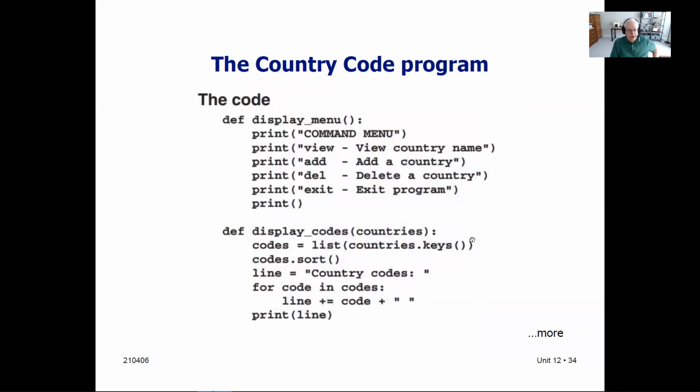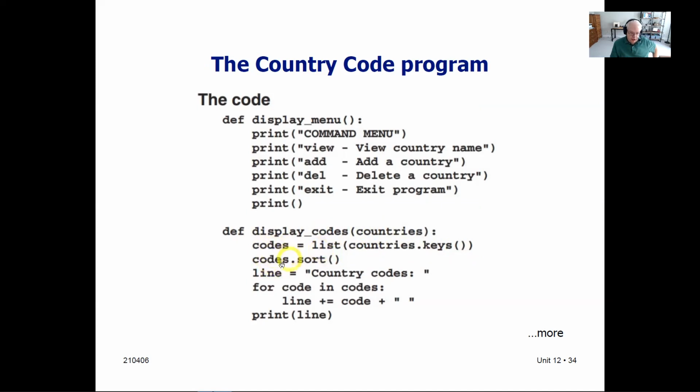So the code is going to be fairly straight and to the point, I think. We start off with the command menu. It's a bunch of print functions. Then the display codes, and this is where that interesting line is created. First off, we are going to use the keys method of the dictionary to create a list here of all of the codes. So that's just a list of codes.